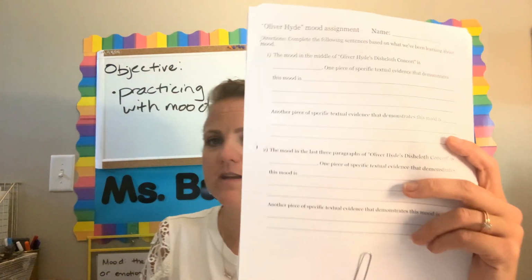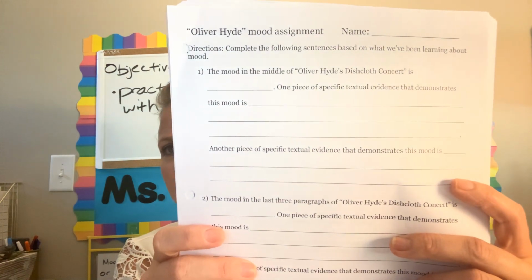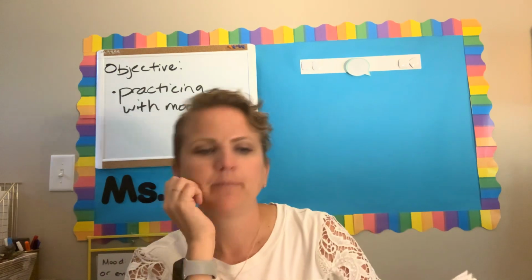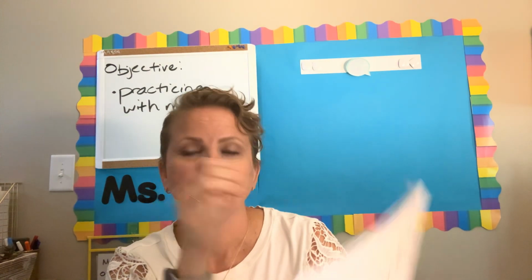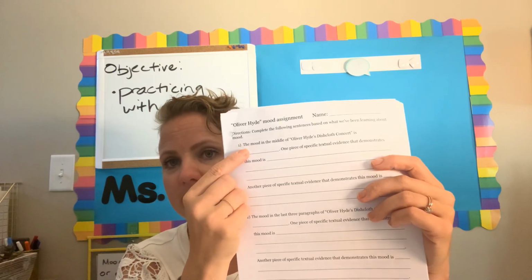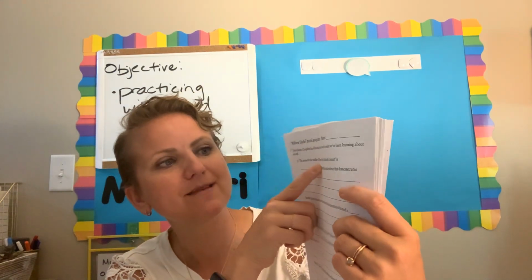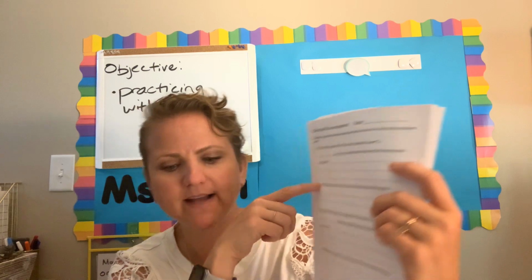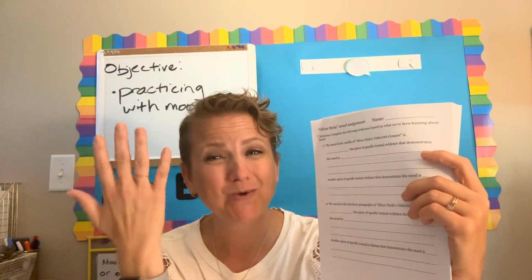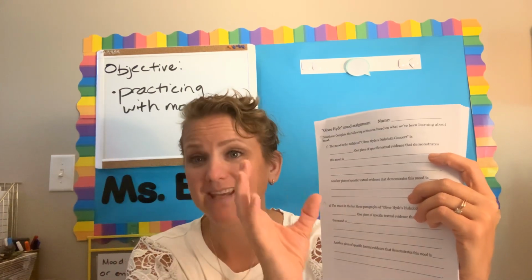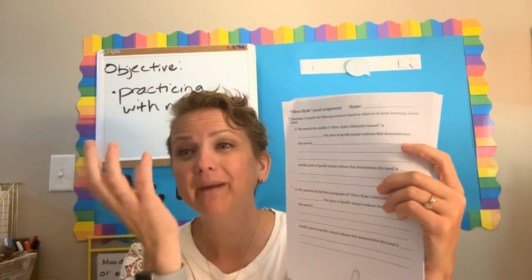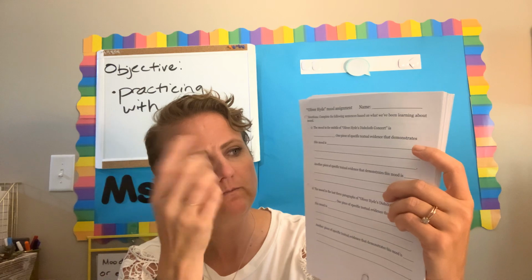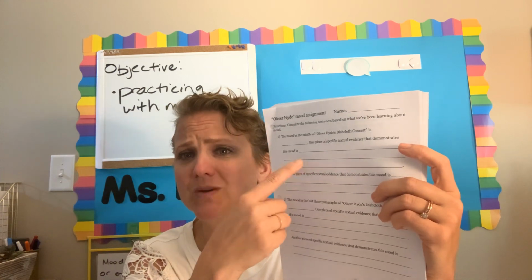For homework, in your packet, you should find this Oliver Hyde mood assignment. The directions tell you to complete the following sentences based on what we've been learning about mood. Okay, you're going to identify the mood in the middle of Oliver Hyde's Dishcloth Concert. So far we've really focused on the beginning of the story. So you want to identify the mood from the middle of the story. And then you're going to support it with textual evidence, okay?